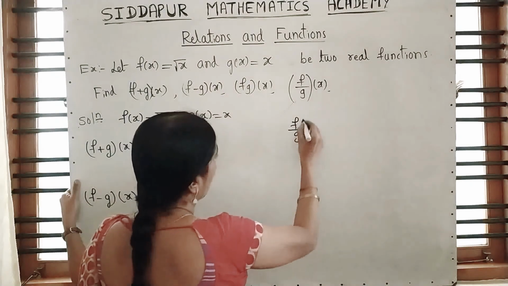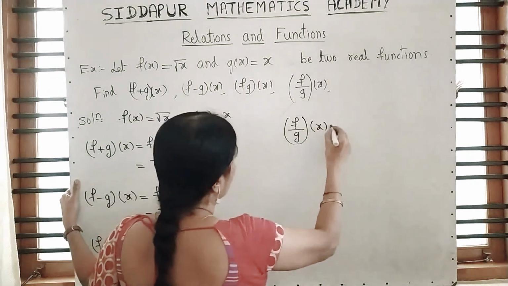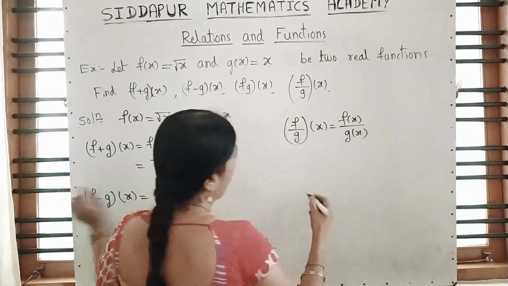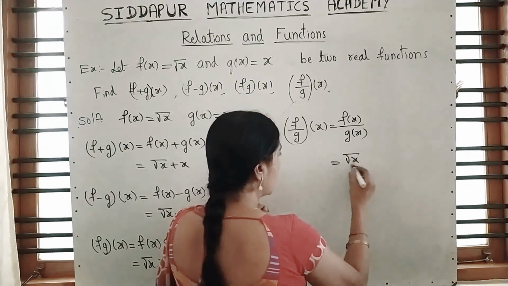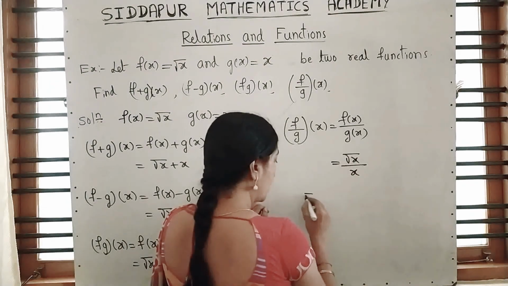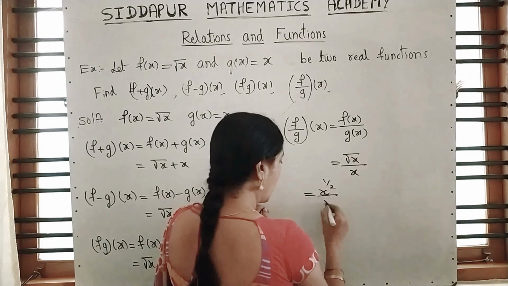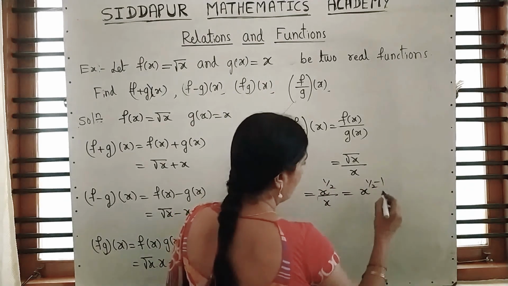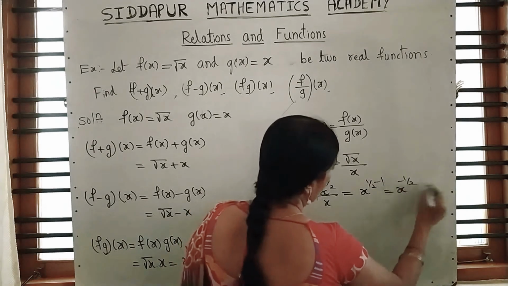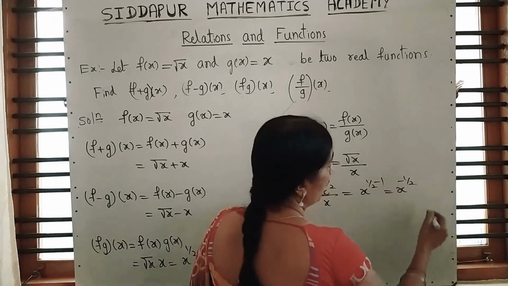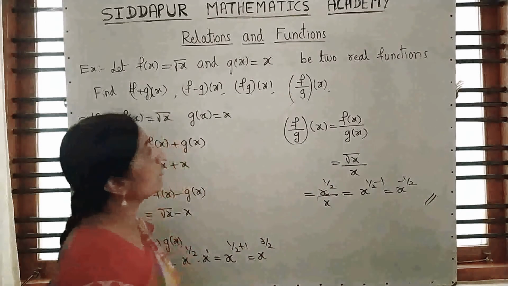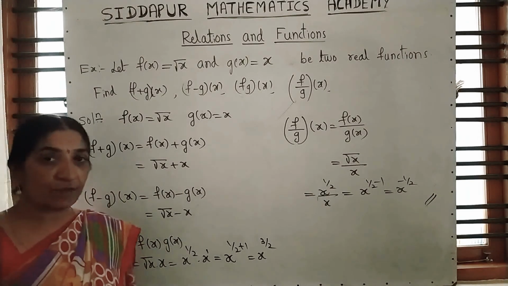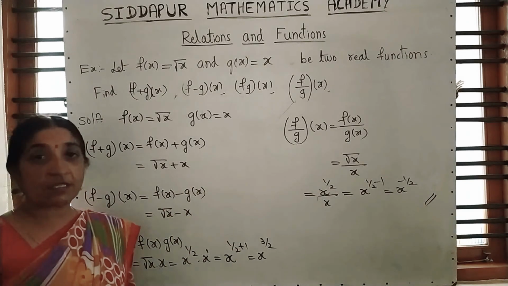Next, (f upon g)(x) is f(x) upon g(x). f(x) is root x, g(x) is x. Here it is x raised to half upon x. This power is half, this power is 1. x raised to half minus 1 is x raised to minus half, or you can write 1 upon x raised to 1 by 2. Like this we go for addition, subtraction, multiplication and division of real functions. Next, moving to exercise 2.3.